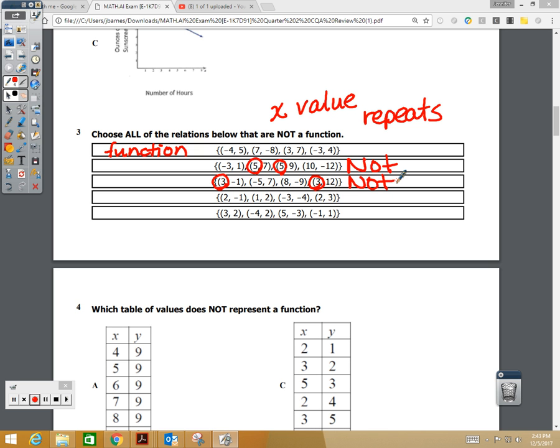The fourth one, 2, 1, -3, 2. You have, again, 2 x's that repeat. And the last one, 3, -4, 5, and -1. No x's repeat, so this is a function. So when it's asking you to choose all, it's the second, third, and fourth one that are not functions.